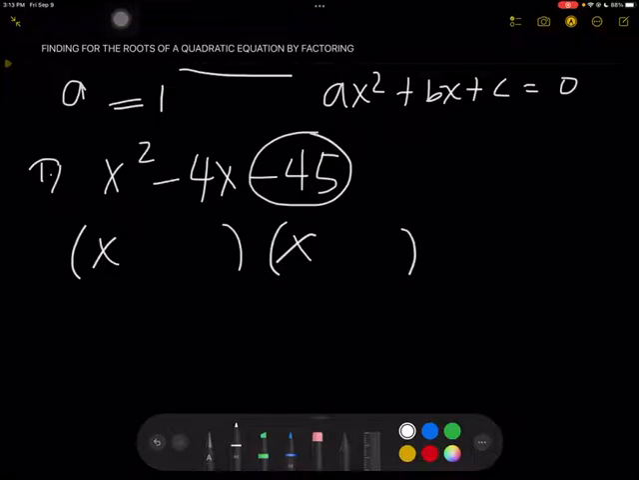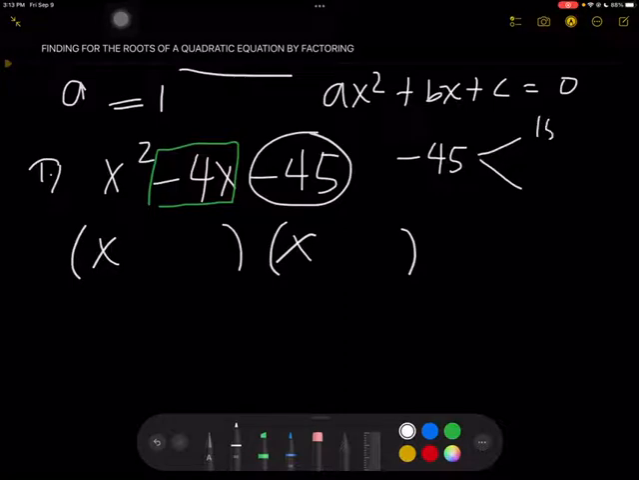Alright, first we'll get the c. The value of your c is negative 45. Now, we will be thinking of 2 factors of negative 45, wherein if we add or subtract them together, the result will be the middle term, which is negative 4. So, let's try to list down all factors of 45. Let's say 15 times 3, 1 times 45, then 9 times 5.